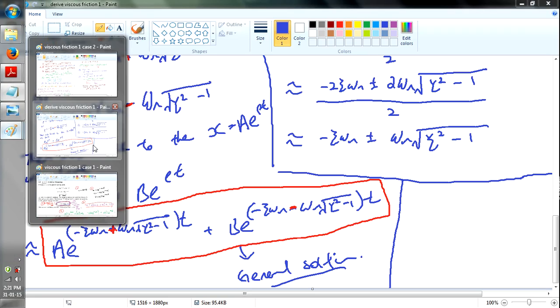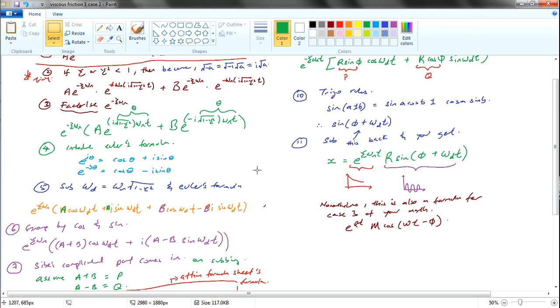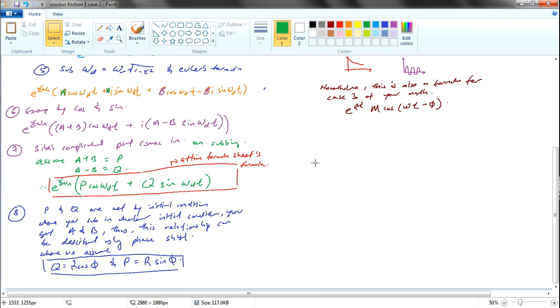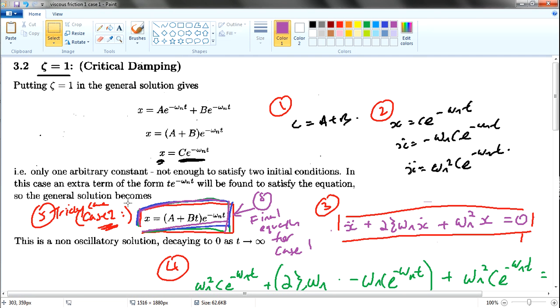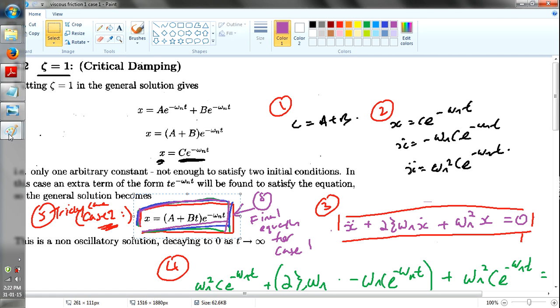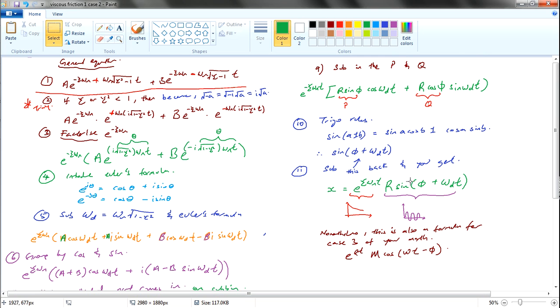I'll leave you here, and in the next video I'll talk about how we derive the final equation. For case 1, we derive the final equation that describes critical damping as this equation. Now we're going to describe how we derive until here. So I shall see you in the next video.